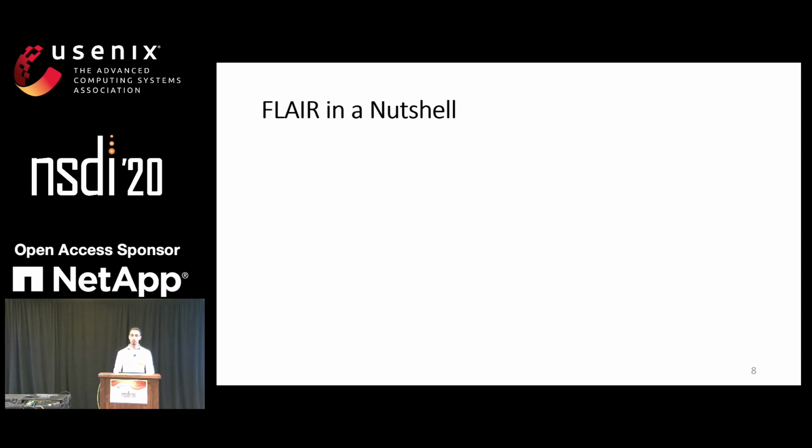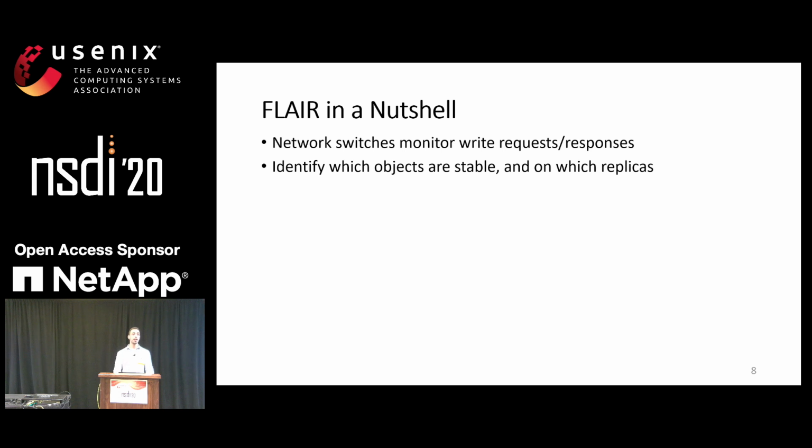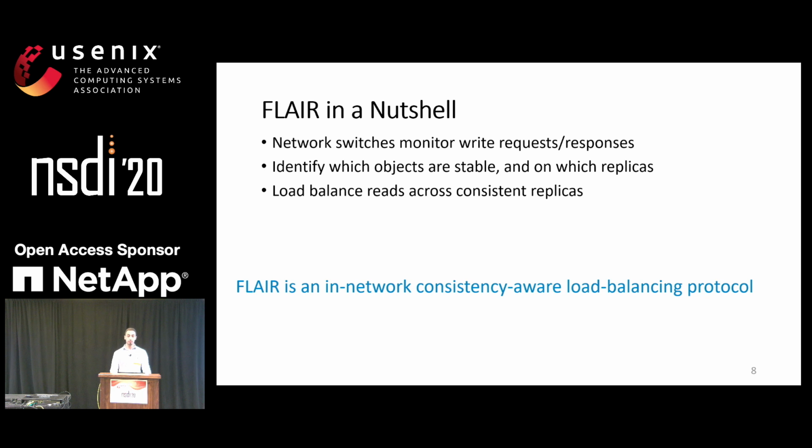So, how does FLAIR achieve this? In FLAIR, the network switches monitor write requests and responses and can identify which objects are stable and on which replicas. Then it can load balance reads across those consistent replicas. So, in a nutshell, FLAIR is an in-network, consistency-aware load balancing protocol.